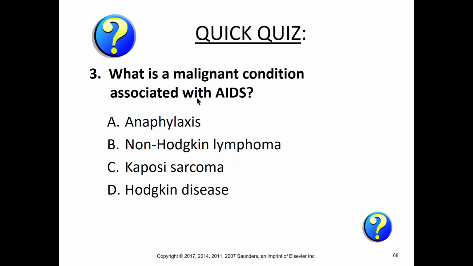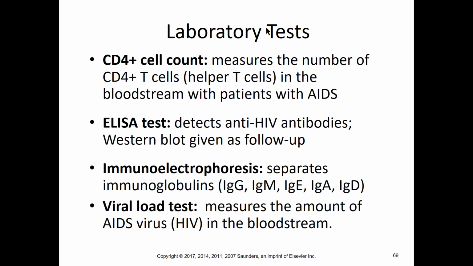What is a malignant condition associated with AIDS? We already discussed this. Laboratory tests. How do we test somebody who has AIDS? It's called the CD4 plus cell count. It usually measures the number of CD4 plus T cells in the bloodstream of patients with AIDS. ELISA test, that's more of an immunoassay, detects anti-HIV antibodies. Then how do we confirm it? On a Western blot, as a follow-up, we know if it's positive or negative.